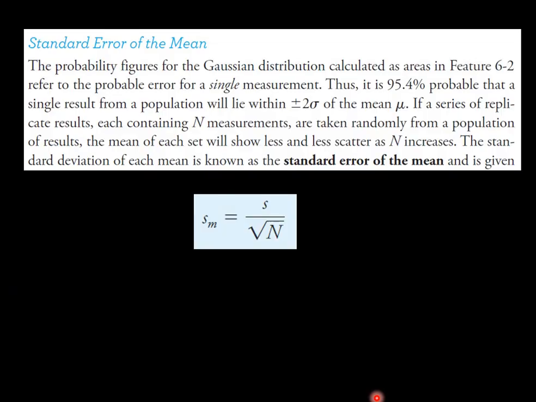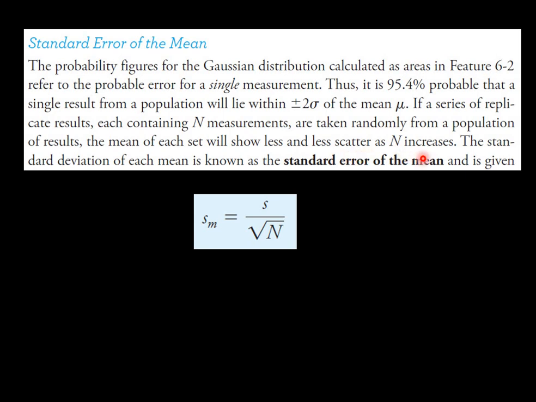Standard error of the mean. So I am reading out this passage. The probability figures for the Gaussian distribution calculated as areas refer to the probable error for a single measure. Thus, it is 95.4% probable that a single result from a population will be within plus minus 2 sigma, as we have already seen. If a series of replicate results, each containing n measurements, are taken randomly from a population of results, the mean of each set will show less and less scatter as n increases.